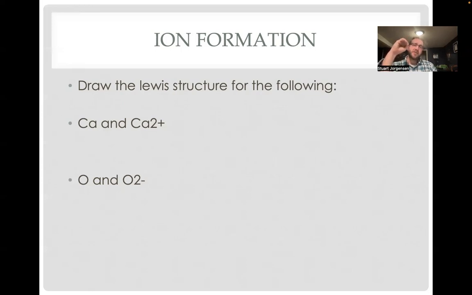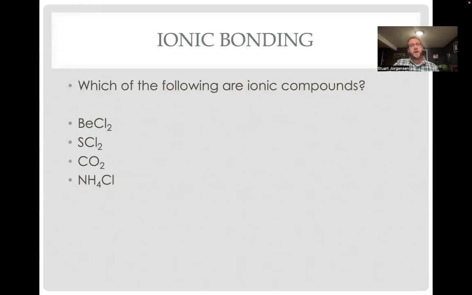Hopefully you drew oxygen with 6 dots around the outside. It's in the 6th column. When it forms its O2- ion, it gains an additional 2. Your O2- should have all 8 on its outer shell. It has a full valence shell for oxide, O2-. Cool. Which of the following would be considered ionic compounds, given what we've talked about in our last 2 units?